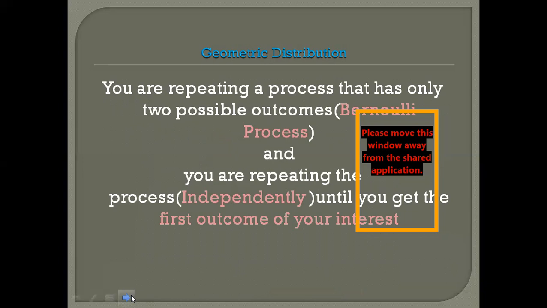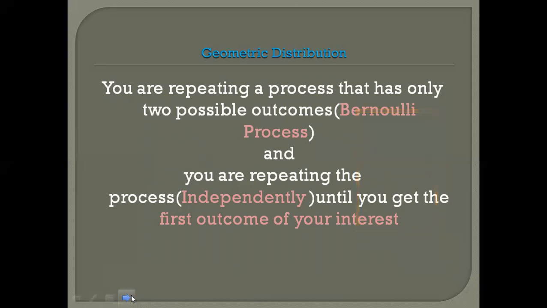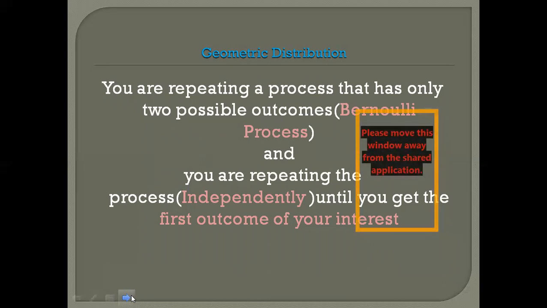Now you're flipping a coin once. This is a Bernoulli process, right? Now, if you're flipping a coin many times, you're repeating your coin flip until you get the first outcome of your interest, right? I have added this term, outcome of your interest. Why? For example, you're looking for a head and you're flipping the coin until you get a head. That kind of distribution is called a geometric distribution, right?